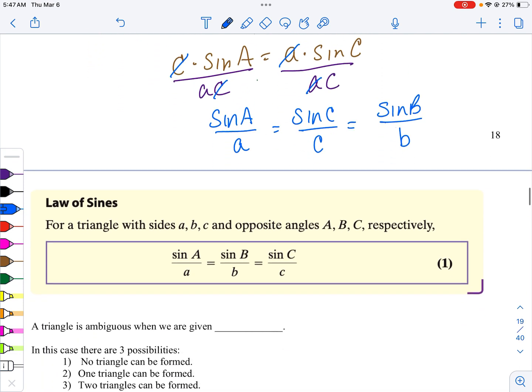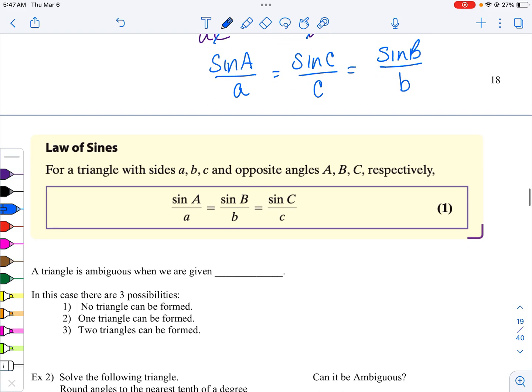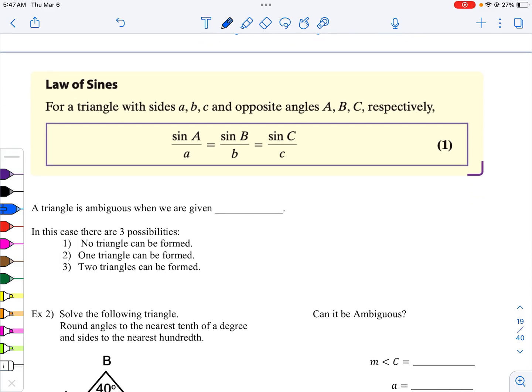If you take a look at the next page, there is my law of sines. Obviously, it put it in alphabetical order, where it put angle B in the middle. We're going to use this now to solve anything that's not a right triangle. There are basically three different possibilities. A triangle is ambiguous, which means there could be a second triangle, when we are given only one angle.